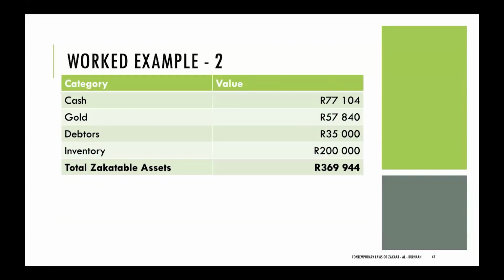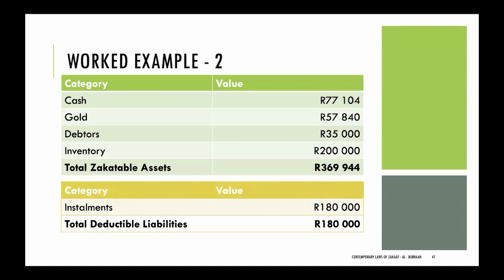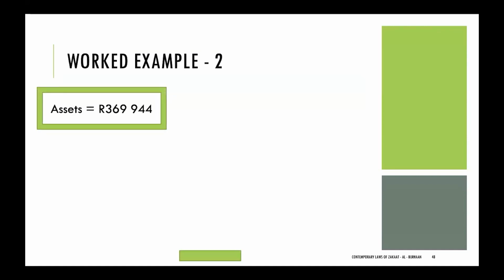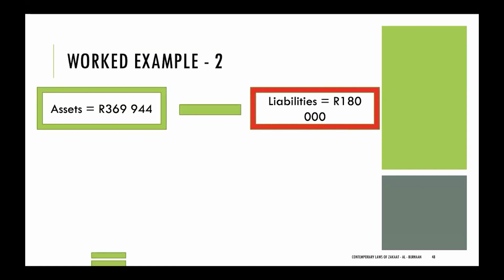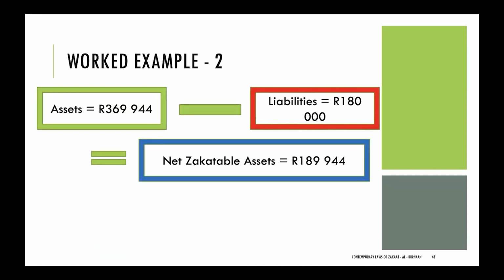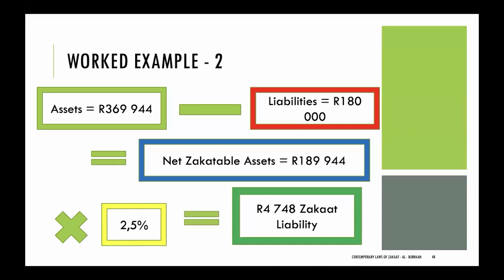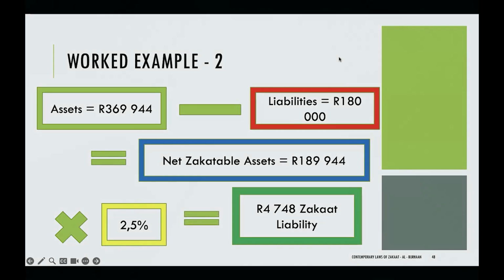So if we put all of this together, put it onto a spreadsheet, he has cash of 77,000, gold of 57,000, debtors of 35,000, and inventory of 200,000, which gives him total zakatable assets of 369,000. We're allowing him to deduct liabilities of 180,000, which means that his net zakatable assets after deducting the liabilities would be 189,944 rands. Multiply that by 2.5%, and his zakat liability for the year is 1,048 rands. That is how he would calculate his zakat.